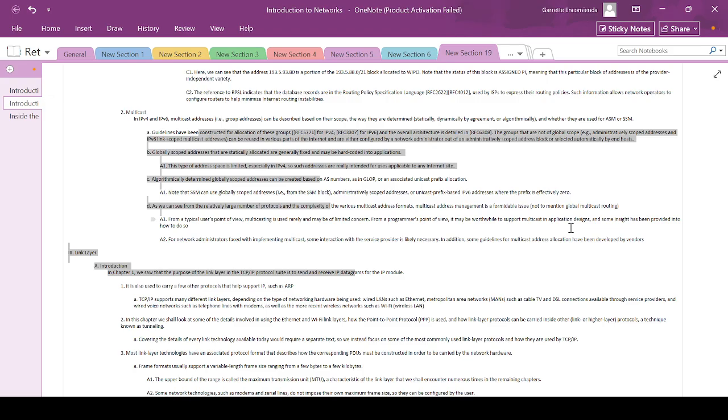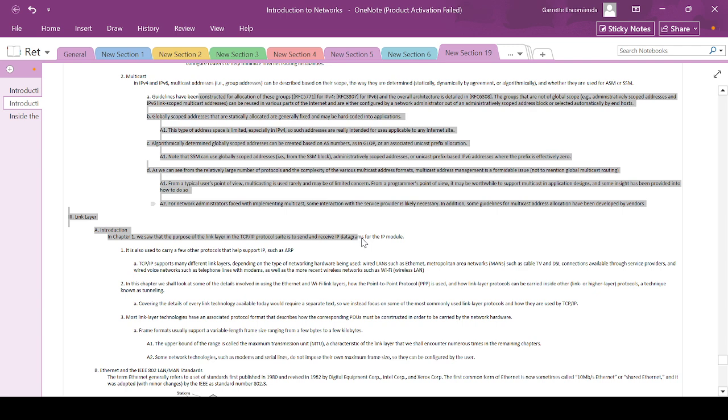So for statically allocated multicast addresses, they are generally fixed or global scope addresses that are statically allocated and may be hard-coded into applications. This type of address space is limited, especially in IPv4. Such addresses are really intended for uses applicable to any internet site.